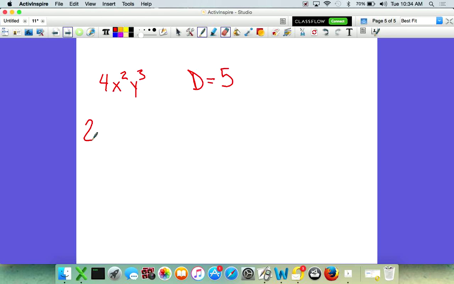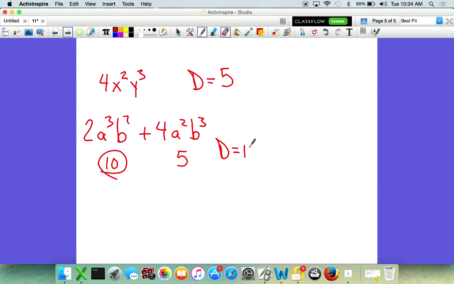For another one, say we had 2a cubed b to the 7th plus 4a squared b cubed. All right, which one are you going to look at? Well, what you have to do is find the degree of each one of these. Degree here would be a 10, degree here would be a 5. This one's obviously bigger, so our degree would be a 10 there. You always want to add the exponents together for each individual term. All right, any questions, please make sure that you see me.